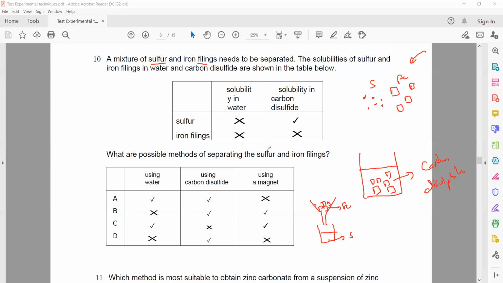So we can use this technique, but we cannot use water, because if both are insoluble in water, both will be left on the filter paper. So we cannot separate them. And using a magnet, because iron is attracted by the magnet, if I bring a magnet closer to this, all the parts of the iron are attracted towards the magnet. So we can use a magnet, we can use carbon disulfide, but we cannot use water. That is why B is the right answer for this.